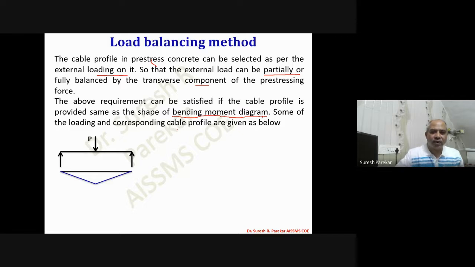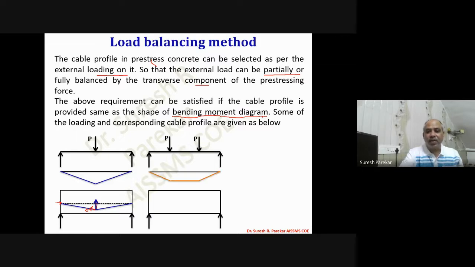You can see, for a concentrated load at the center, we have PL by 4 and a triangular bending moment diagram. So my cable profile should be triangular, and that will give me the transverse component of P. We have the force in this fashion, and we consider two components, one horizontal and one transverse, which will be upward. So this becomes 2P sine theta.